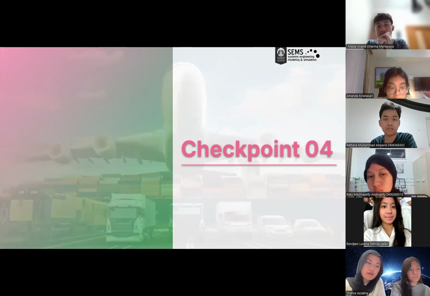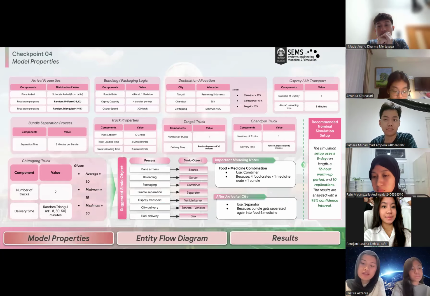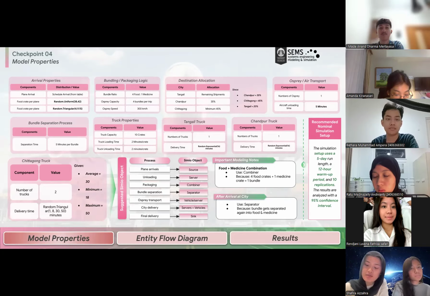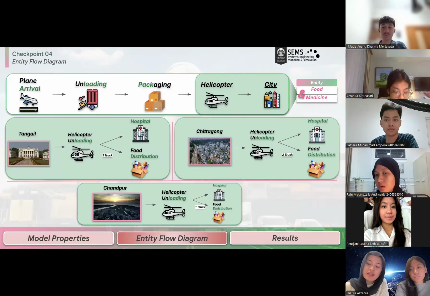We have checkpoint 4. On this slide, we present the main assumptions of our model. After arrival, the bundles are separated and distributed using local trucks. The simulation was run for 5 days with a 12-hour warm-up period, 10 replications, and a 95% confidence level. This slide shows the flow of relief supply through the system, and this represents the complete relief distribution process from arrival to final delivery.